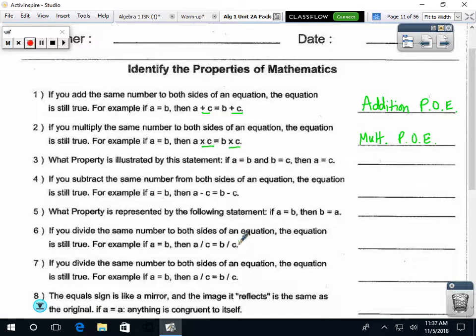All right, number 3, one that's not as obvious. What property is illustrated by this statement? If A equals B and B equals C, then A equals C. Right, that is the transitive property of equality. Okay, if two things equal the same thing, then they equal each other, is what the transitive property of equality says. If A equals B and so does C, then obviously A and C are also equal, because they both equaled B. That is the transitive property of equality.